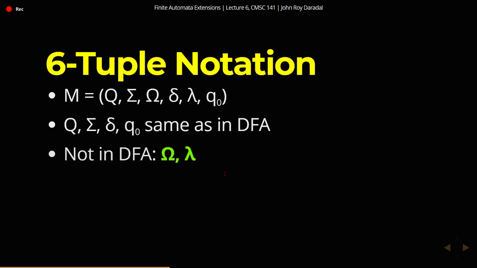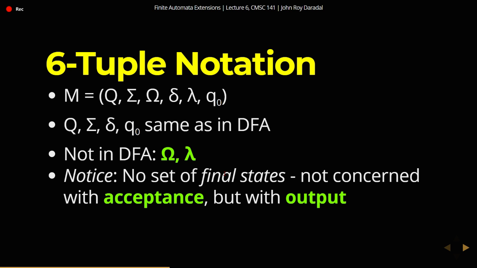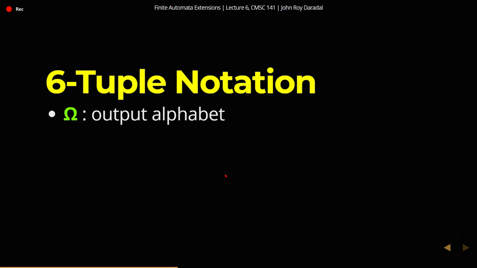But we have two new notations here, which are omega and lambda, and those were not found in the DFA. So we'll discuss what those two are. But you will notice that there is no set of final states F anymore, because as I mentioned, Moore machines are not concerned with acceptance, but with printing out output. So let's see what these two additional ingredients are. First, we have the omega, which defines your output alphabet.